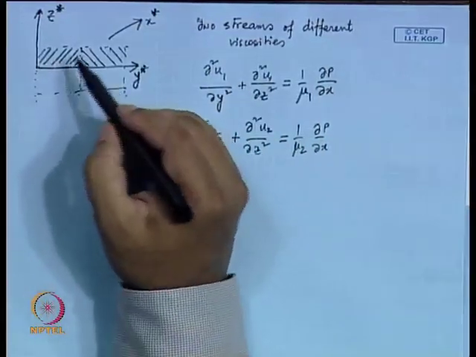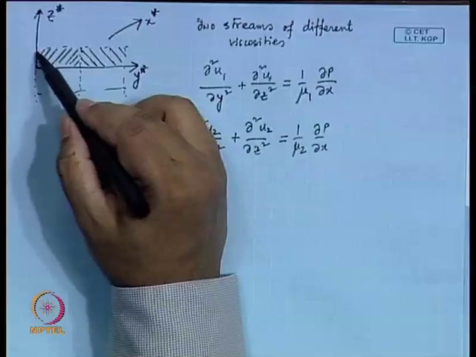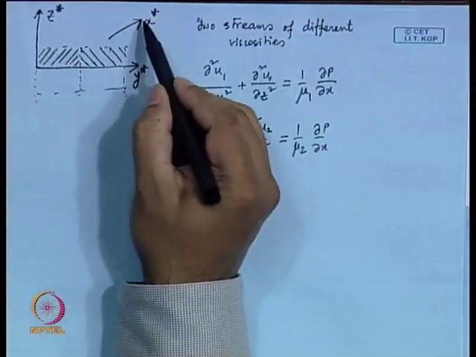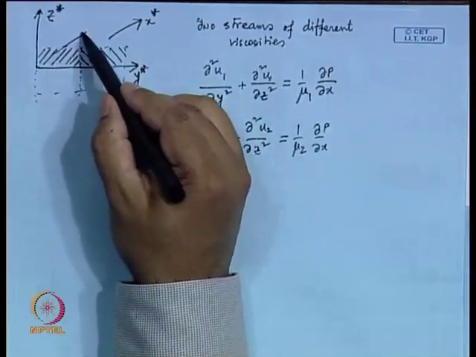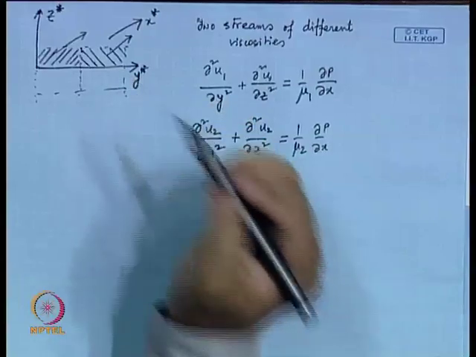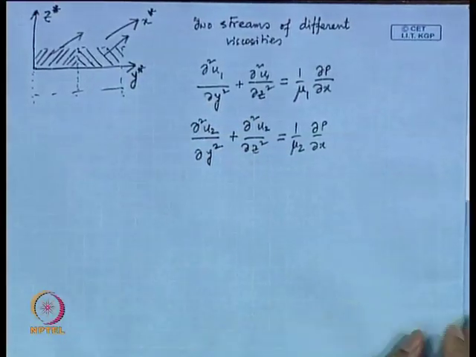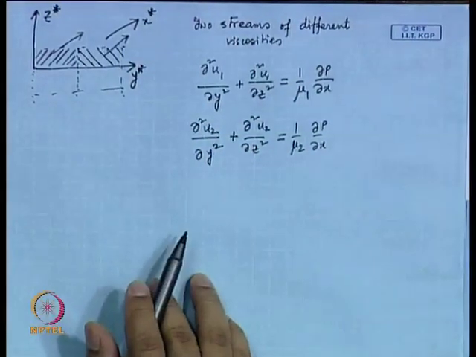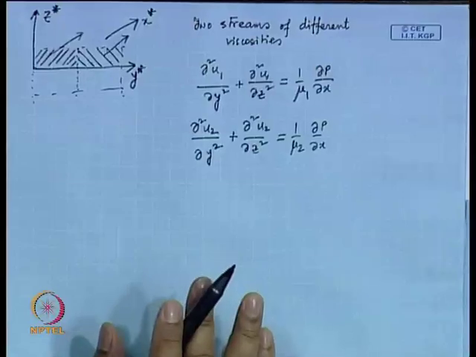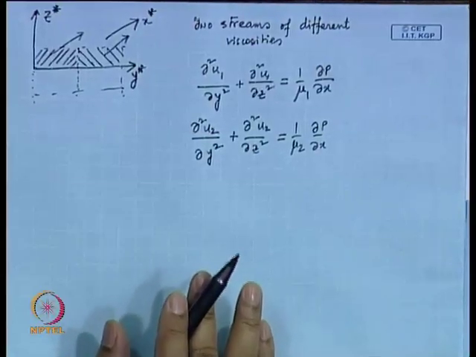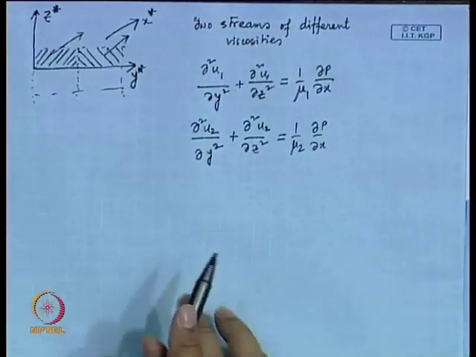Earlier we had taken only one u that is flowing in the x direction. Now, we have one u 1 and another u 2. So, you need to write these two. There will be two governing equations, and then you will have boundary conditions.